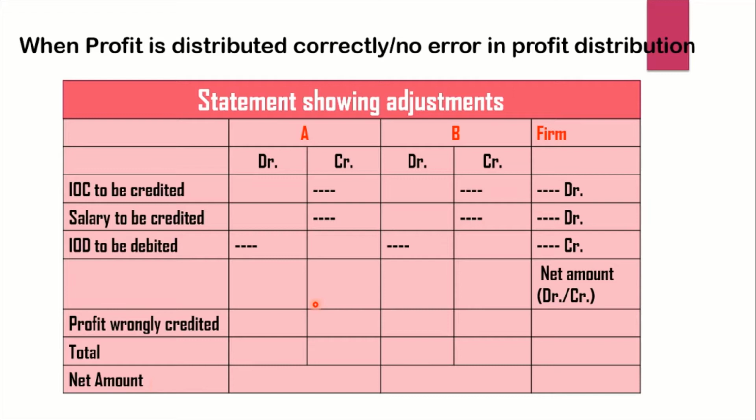Now this is a statement showing adjustment, prepared when the profit is distributed correctly and no error is in the distribution of the profit. You can see here we have two columns for the partners. If there are three partners, then we'll prepare three columns, and there is one more column as firm. We are going to show how this omission or error is going to affect the capital account, and what will be the effect on the firm's account.